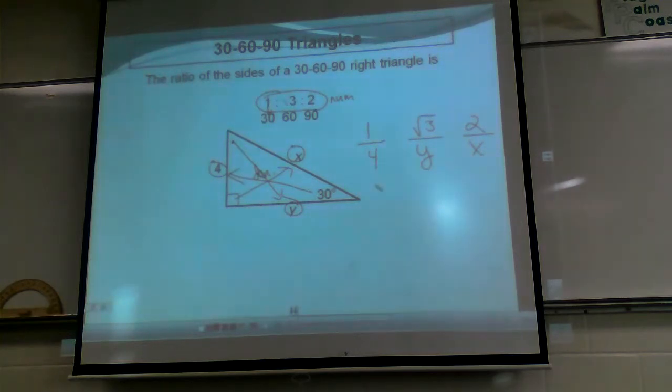Then I would just match them up. 1 over 4 equals square root of 3 over y, and 1 over 4 equals the rest. If I cross multiply here, I get 1 times y equals 4 times square root of 3. That's what this side is. Cross multiply again, and you get x equals 8. You're done. Note, no Pythagorean theorem needs to be involved, guys. It's just simple cross multiplication.